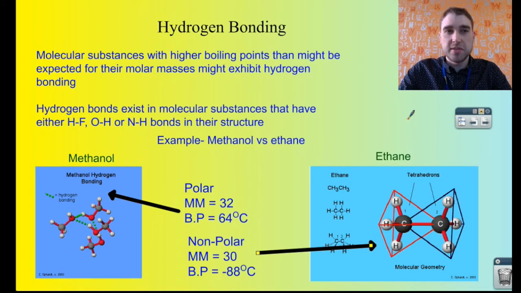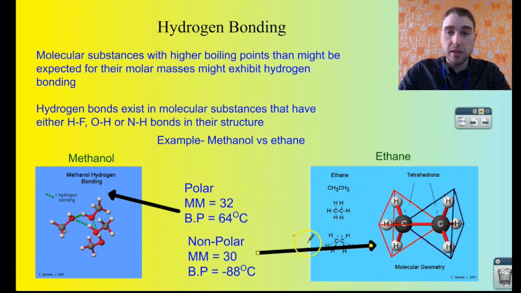So some substances that are molecular have higher boiling points than you might think of, and this is because of hydrogen bonding that occurs between the molecules. Hydrogen bonding occurs in molecules where you have bonds between hydrogen and fluorine, oxygen and hydrogen, or nitrogen and hydrogen. So here we have some examples.